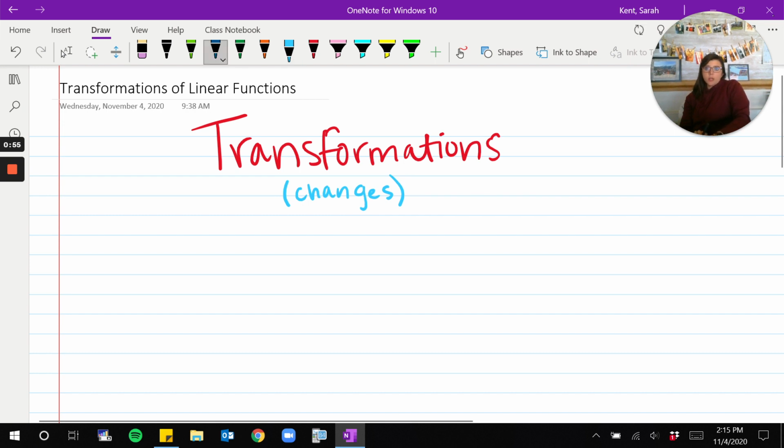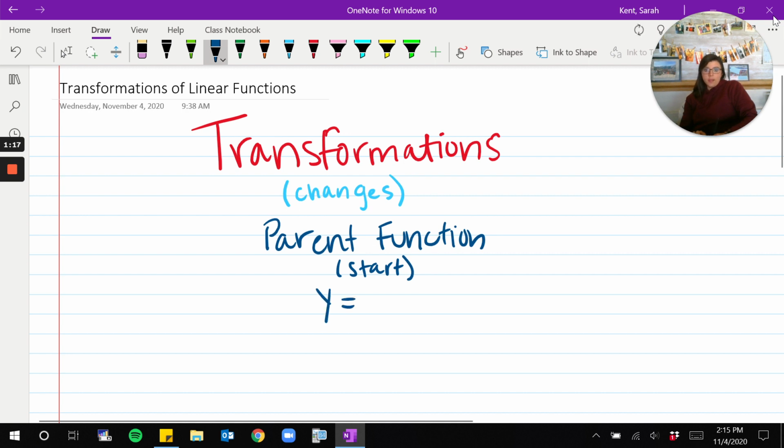So every graph will always start at the same place. This start is something called the parent function. This is our start. And that start is going to be y equals x. So every time we will start at the same spot, y equals x.